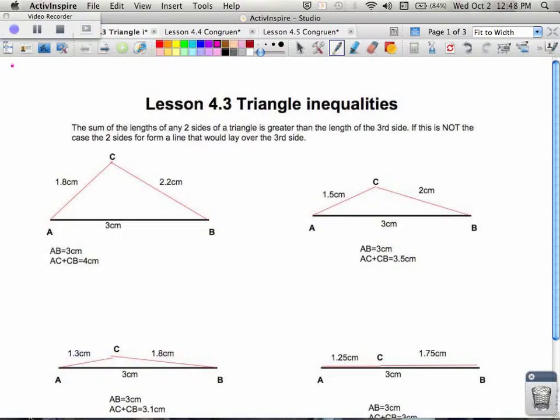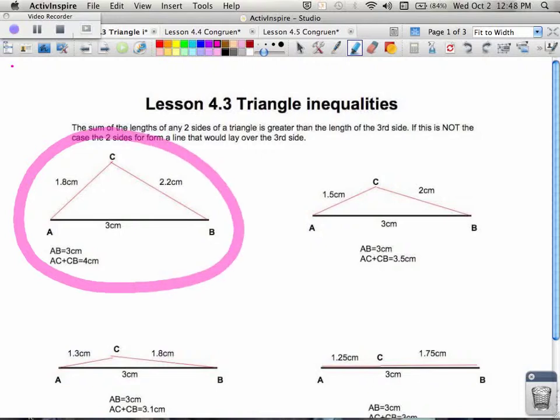So in the first example, on the top left, what we see in this particular triangle is that if we take any two sides, for example, AC and CB, and we add them up, 1.8 plus 2.2, that gives me a grand total of 4, which is indeed greater than the third side, 3. It doesn't matter which two I add, any situation I pick out of that triangle should be the case where if you add two up, it's bigger than the third one.